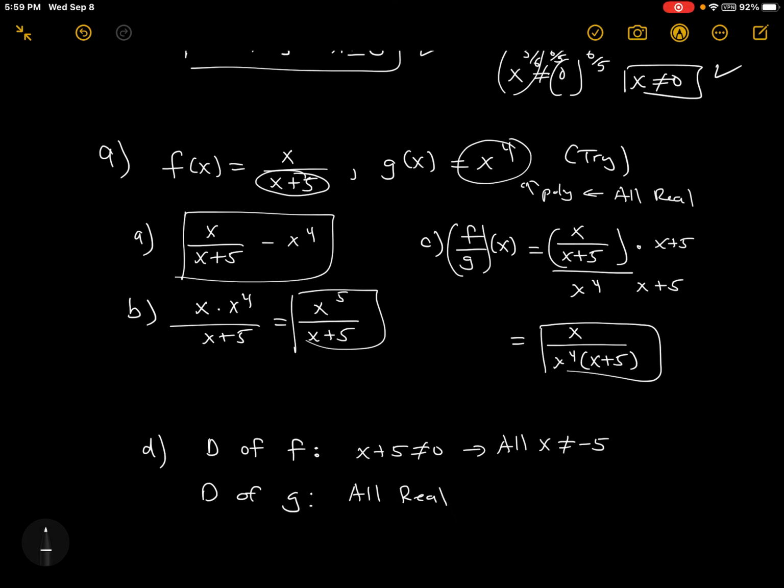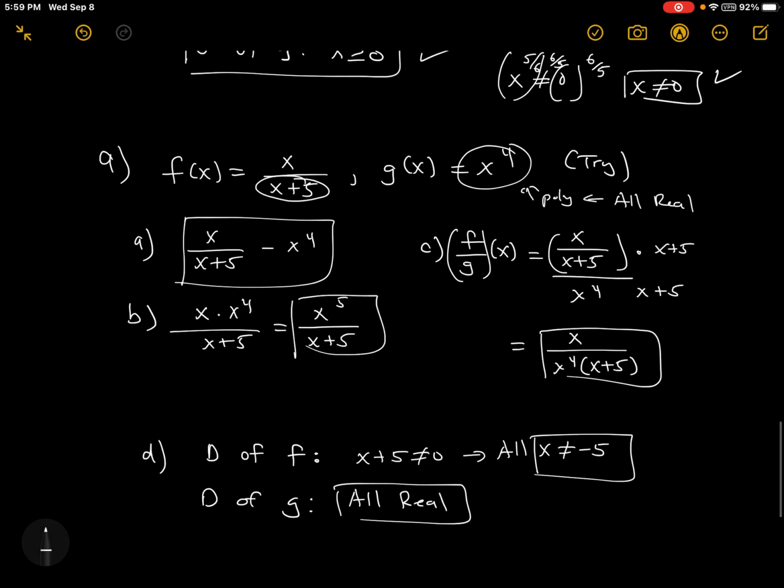Okay, so for part A, it's the overlap of f and g. The overlap of all real and x can't equal -5 is just x can't equal -5. Part B, the domain of f times g. The domain of this is also x can't equal -5. And last but not least, for part C, I have to do one extra step, and that extra step is g of x can't equal 0.